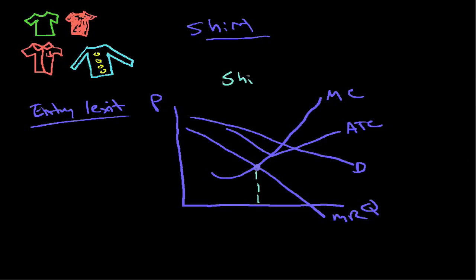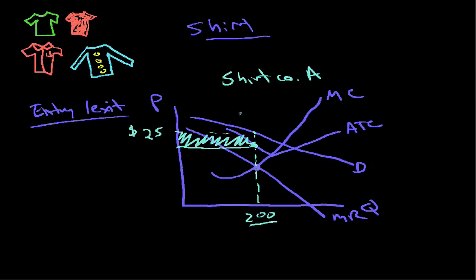This is shirt company A. And if we look at this, they're going to make 200 shirts. They're going to come up here, sell these shirts for this price determined by the demand. We'll say $25. And what's their profit? Well, this is the quantity here. It's going to cost them as much as it goes up to the average total cost. That's the average cost, this rectangle. And the revenue is 200 times 25. So this is the profits.